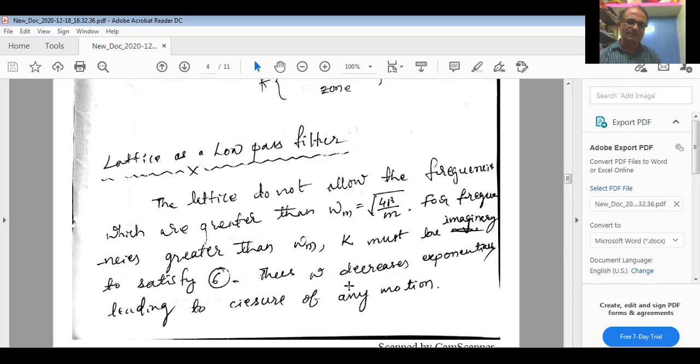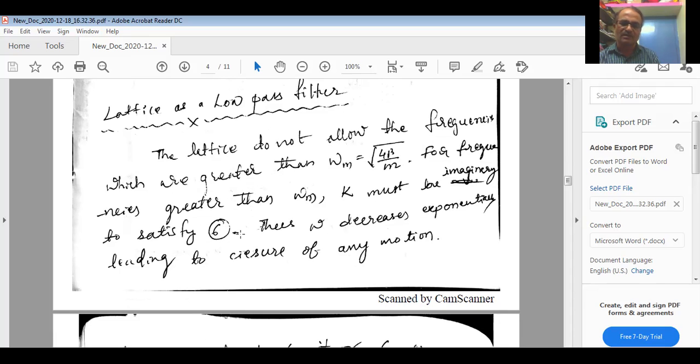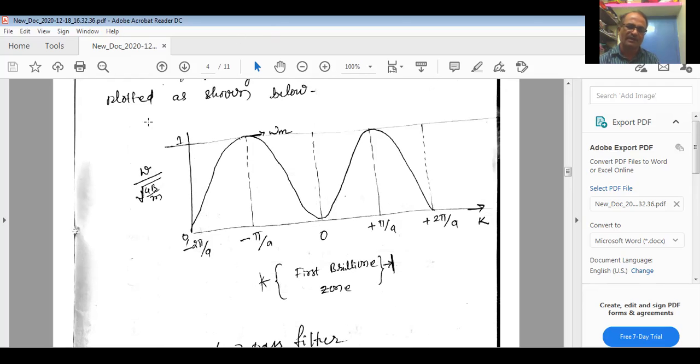And now the lattice acts as a low pass filter here, because the lattice does not allow the frequencies which are greater than omega m, equal to root of 4 beta upon m. Because we have plotted omega divided by root of 4 beta upon m, that quantity becomes 1. That is the maximum limit for omega. Omega cannot exceed this value.